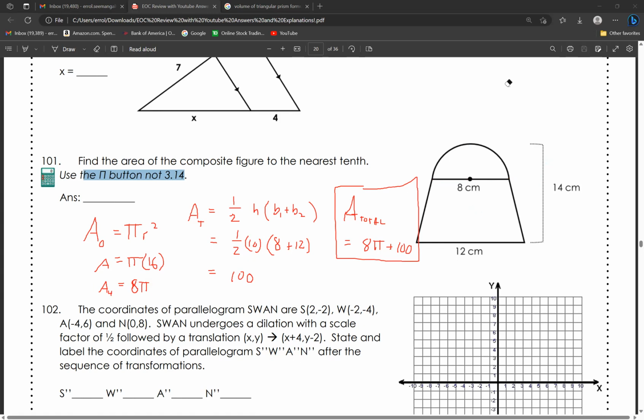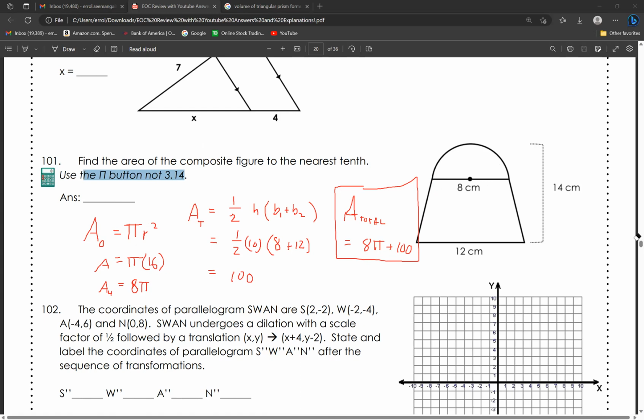So how did you get 16 again for the semicircle? Pi times radius squared is the formula. And the radius is 4, right? Yeah, 4 squared is 16. But that's the area of the whole circle, right? Yeah. We only want half of that. So take 16 divided by 2, which is 8. Is that what you got? 8 pi plus 100? Check real quick.